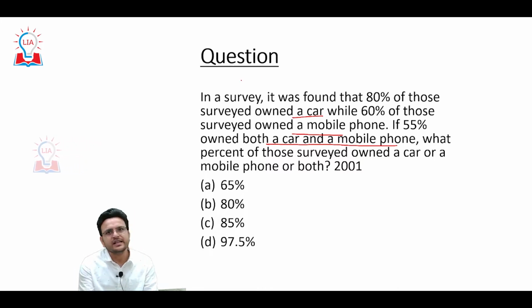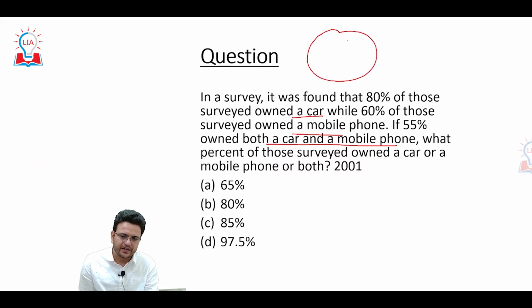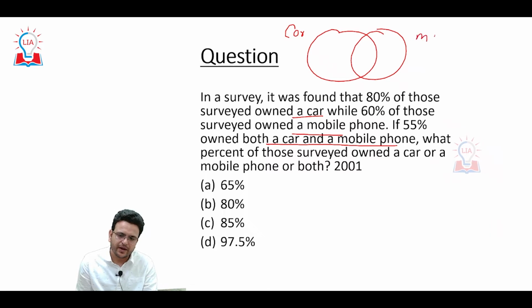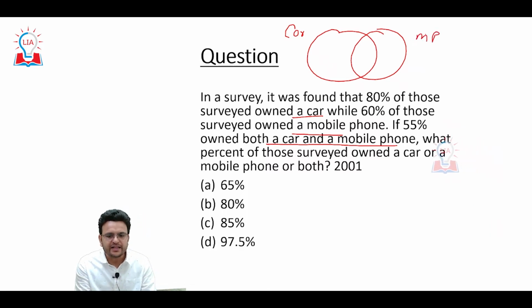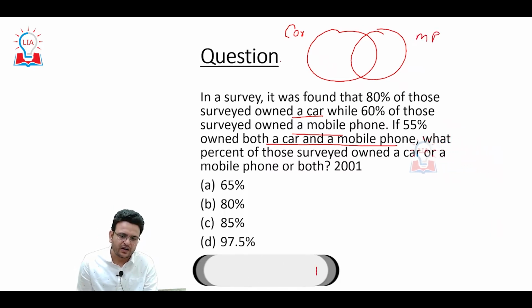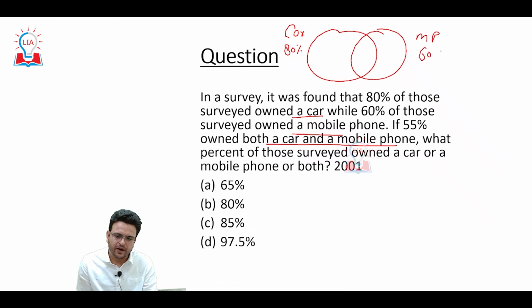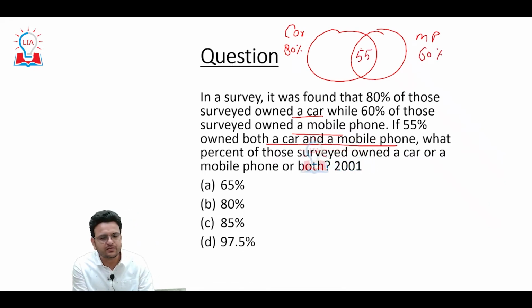So here again, first of all, whenever you see such types of questions, try to draw the Venn diagram. When we draw the Venn diagram, some of them own a car and some of them own a mobile phone. 80% of those surveyed own a car, then 60% have a mobile phone and 55% have both a car and a mobile phone.